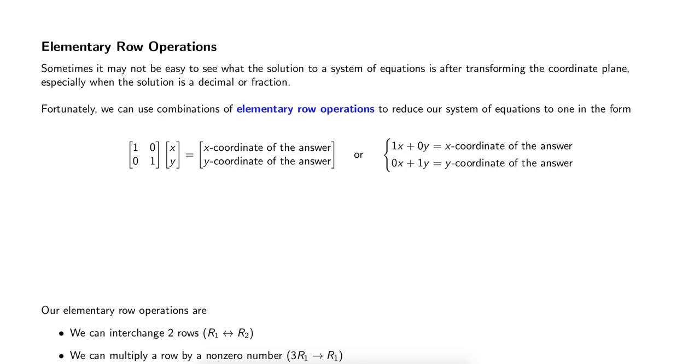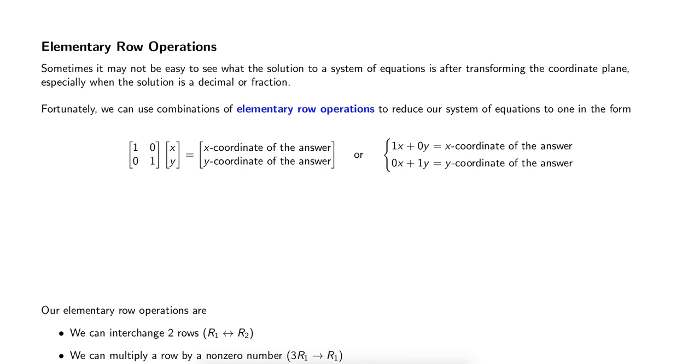Hi, in this video we're going to take a look at solving systems of equations using elementary row operations. In our previous video we saw how the system of equations, the matrix multiplication, transforms the coordinate plane we started with into a new coordinate plane with a new x and y axis essentially. However, for many systems, especially those that have decimal or fractions for values of x and y, it may not be easy to determine those fraction or decimal values using the transformation of the coordinate plane technique.